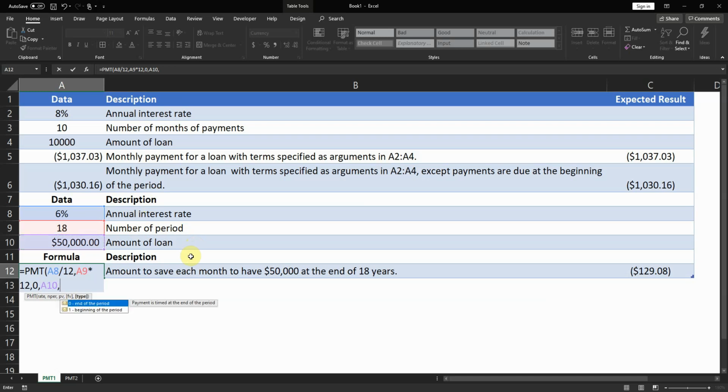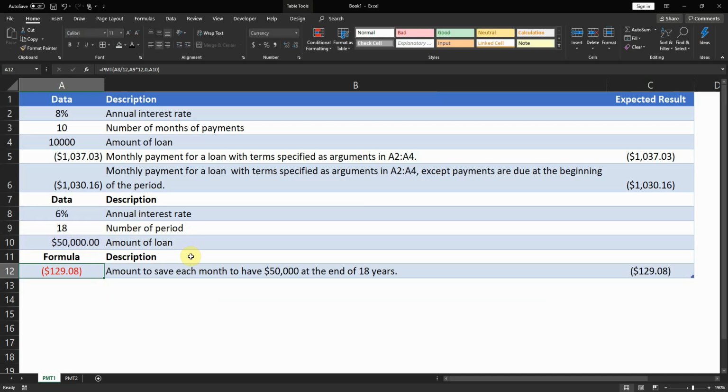And that is of course at the end of the period, so no need to explicitly enter 0. You can just skip it because by default it is 0. And then the result is $129.08. So we need to save $129.08 monthly for the duration of 18 years. Then at the end of 18 years, we can have that $50,000. Okay, so that's how you use PMT.